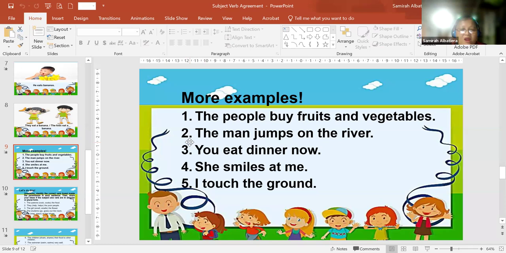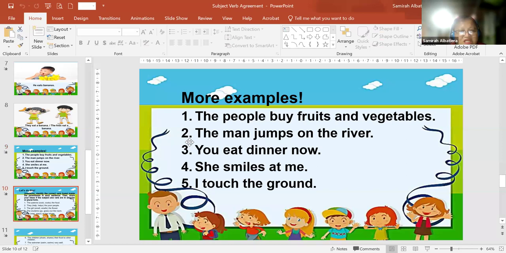And then if we are talking about a plural subject, what do we do with the verb? We don't use S or ES. Very good. We do not add S or ES. We use the original form of the verb. Wow. You understand it all. Very good. Next.